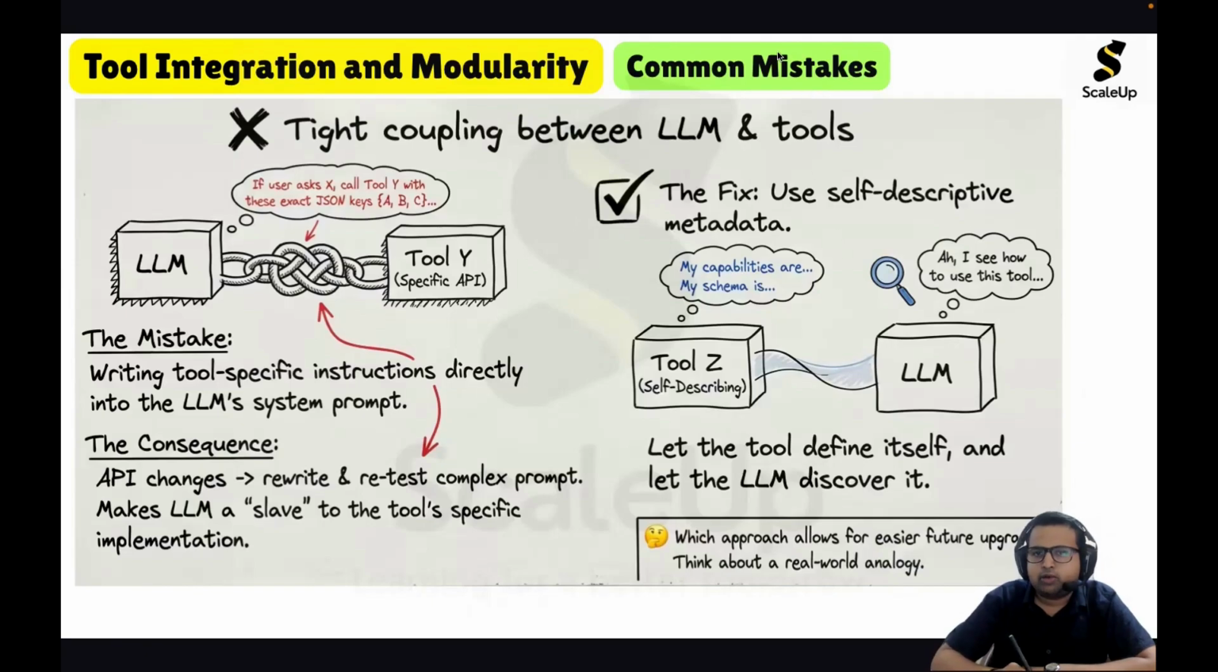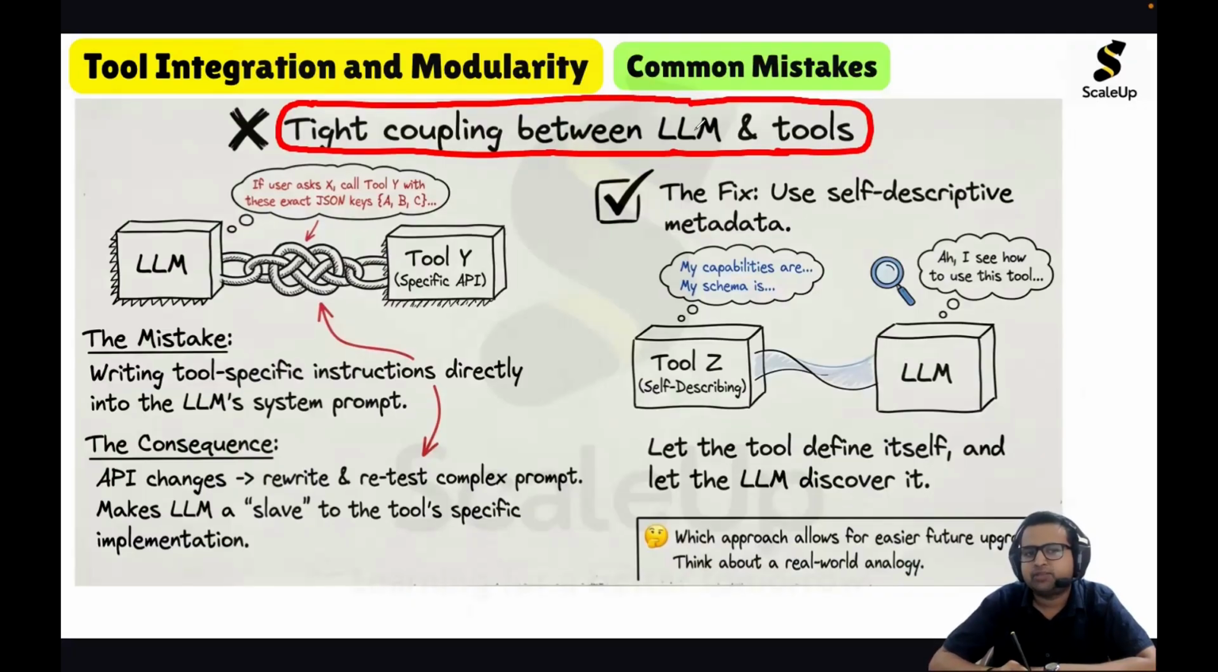So let us now look at some common mistakes which we should avoid. We should avoid tight coupling between LLM and tools. LLMs and tools should be separated. LLM is responsible for reasoning and tools are responsible for execution. So the mistake is writing tool specific instructions directly into the LLM's system prompt.